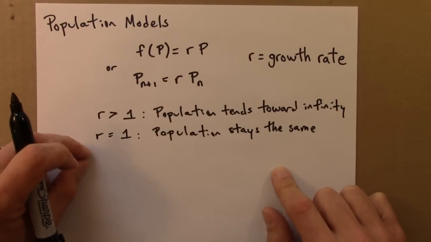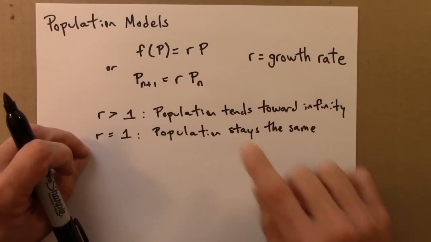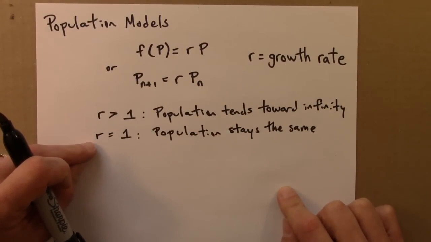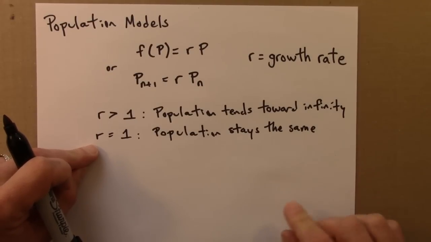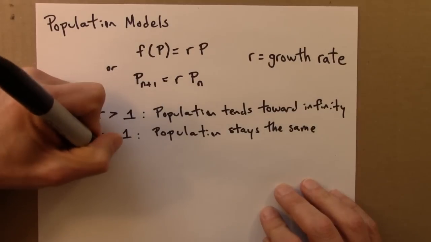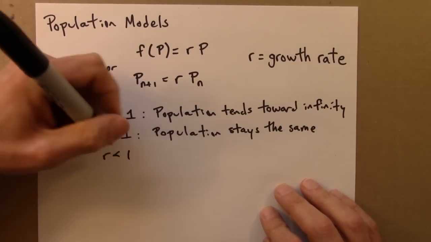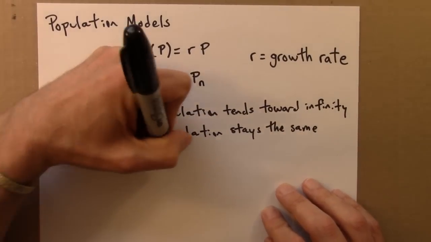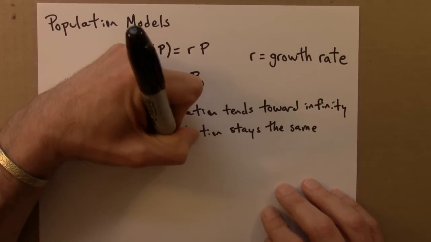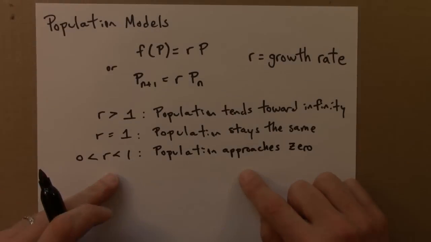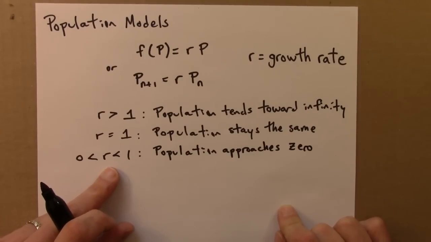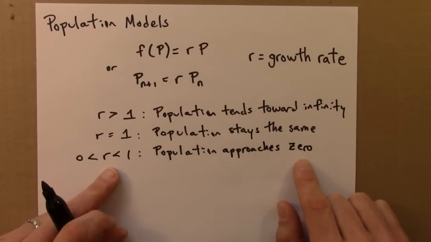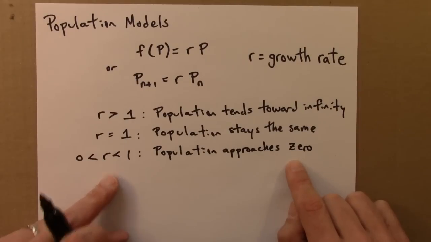If r is 1, we just multiply the population by 1, that doesn't change the population at all. So for this value of r, any population would be fixed, doesn't change. And then if r is less than 1, but greater than 0, then the population approaches 0. If r is, say, a half, that means next year there'll be half as many rabbits as there are this year. The following year there'll be half as many again, and so on. So the population is getting smaller and smaller and approaching 0. It's bad news for the rabbits. The rabbits are going to die out on the island.